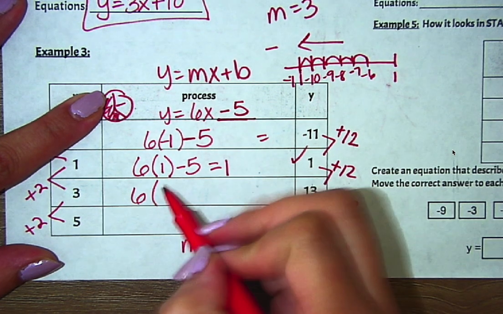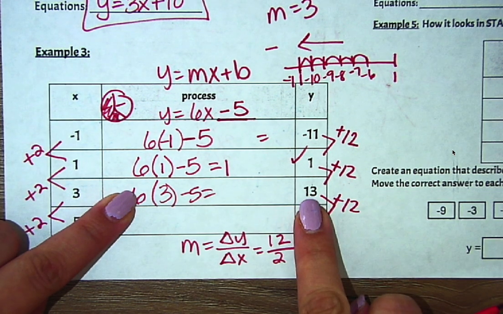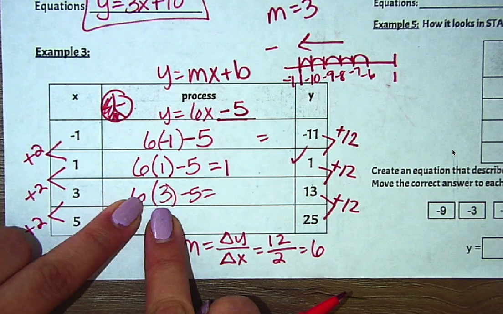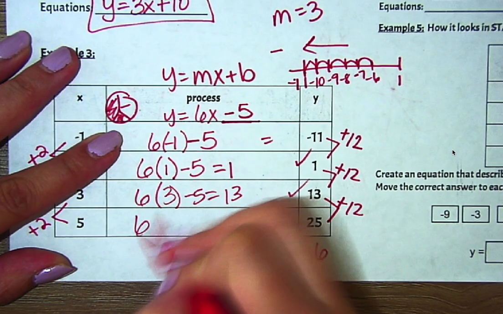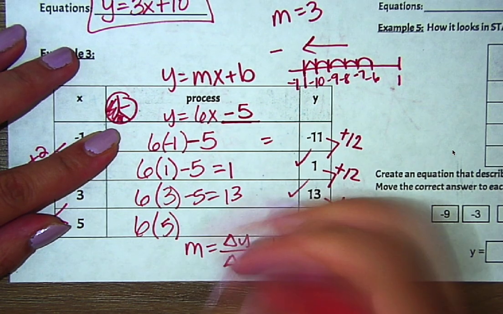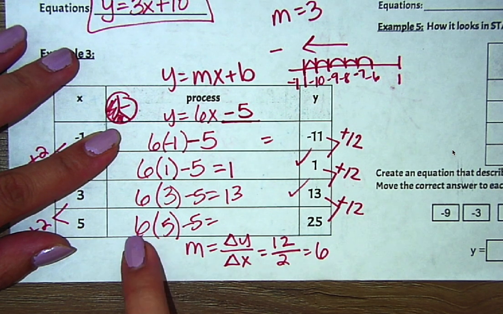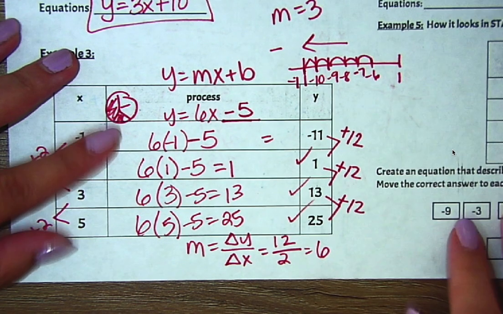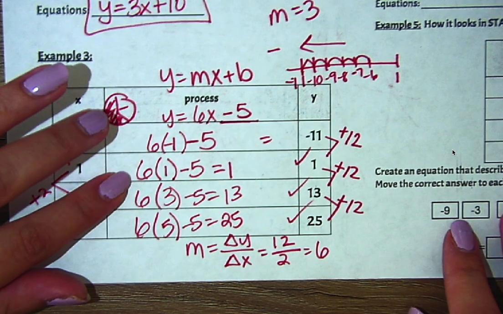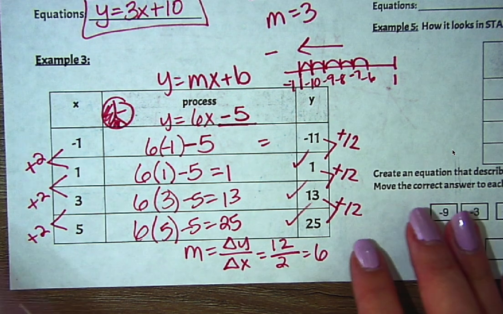6, we're plugging in my 3, minus 5 equals. Remember, when I solve for this, it needs to be 13. So 6 times 3 is 18, minus 5 is 13. The last one's 6. I'm plugging in the number 5. Minus 5 equals, it needs to come out to 25. 6 times 5 is 30. Minus 5 is 25. Okay. This one may be a little bit harder, but you guys will be fine. As soon as we start practicing, it'll get better. Okay. So go on to example 4.